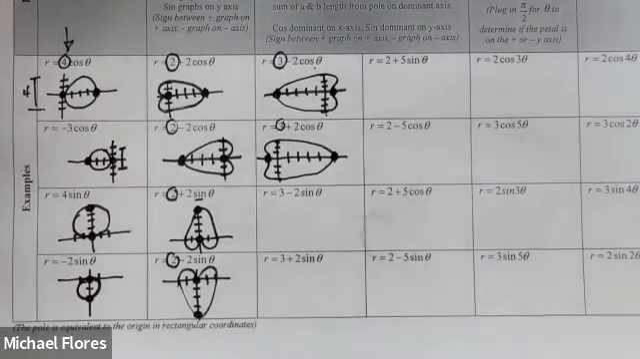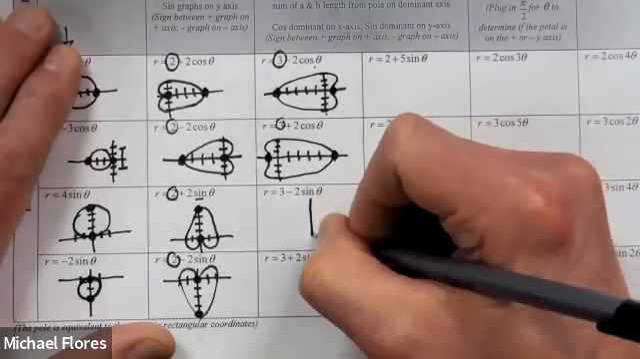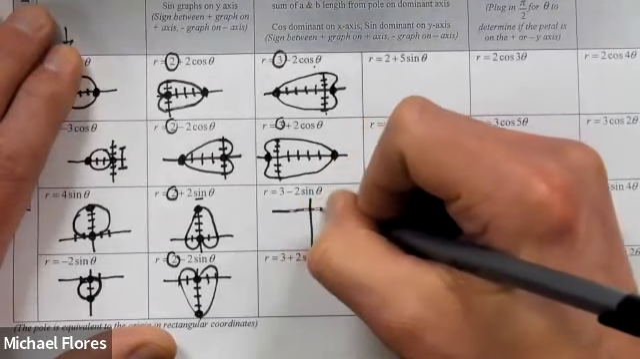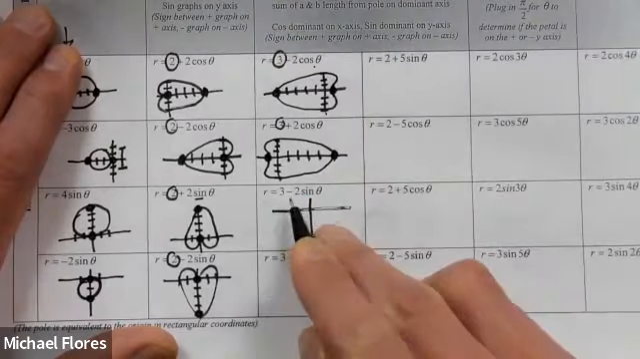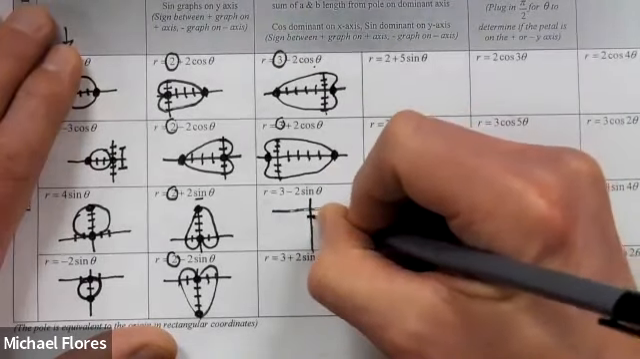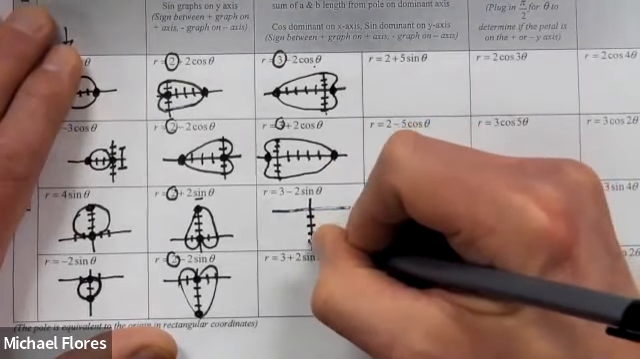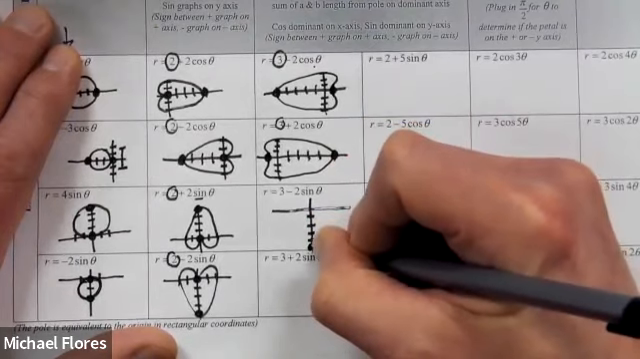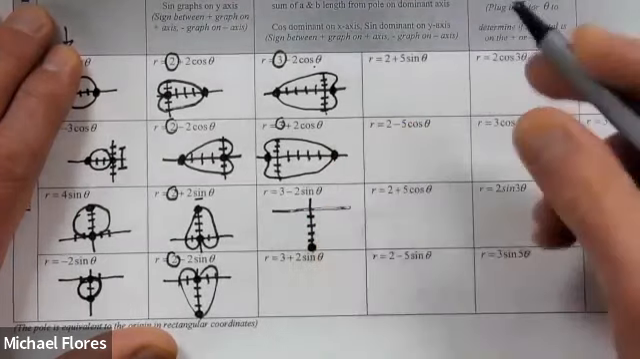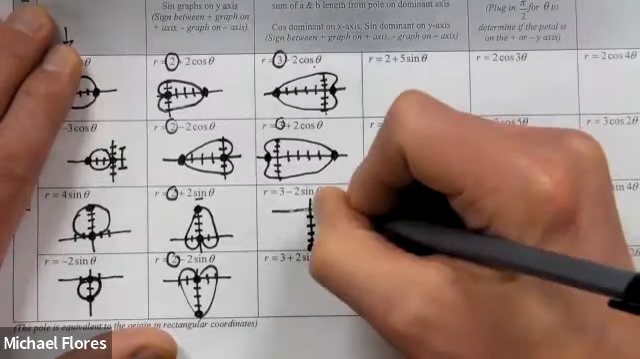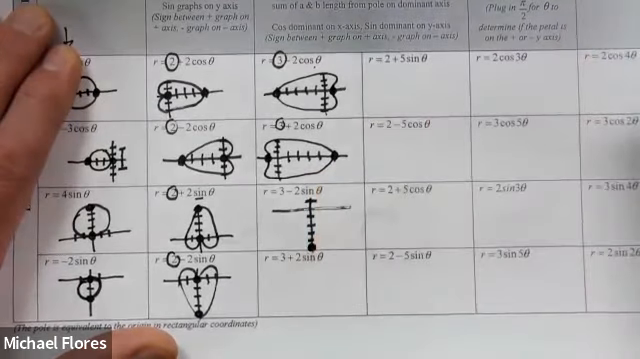R equals 3 minus 2 sine of theta. Sine, y-axis, negative 2. We're going to be on the negative portion of the y-axis. Okay, 3 plus 2 is 5. So from the pole, go down 1, 2, 3, 4, 5. Plot. A minus B is going to be 1. So we're going to pull 1 away from the pole.